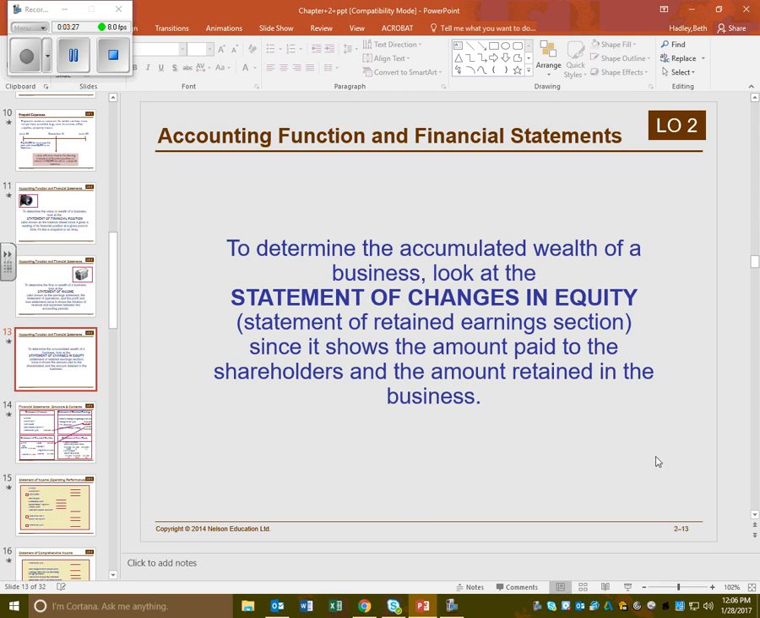So your statement of changes in equity, where we're talking about corporations now, where we sell ownership through common shares, the value that those shares were sold for, and then the earnings are now referred to as earnings retained in the company, or retained earnings.